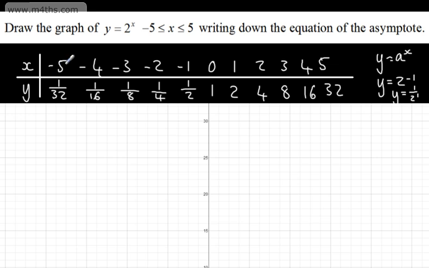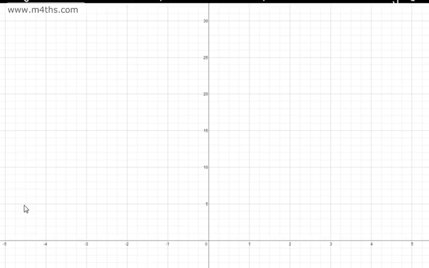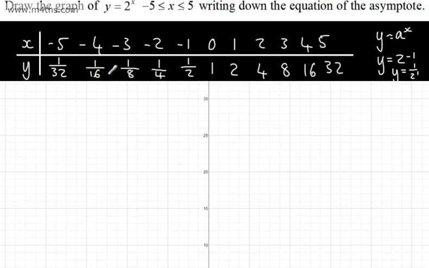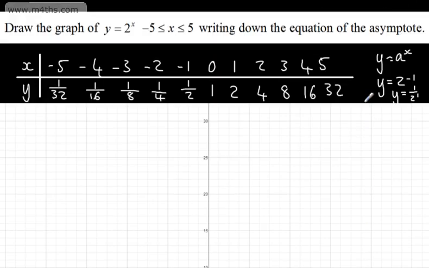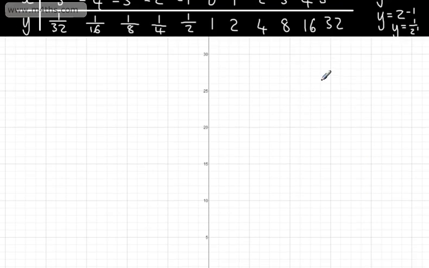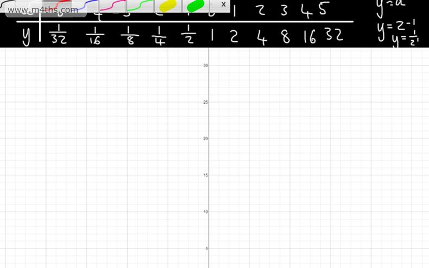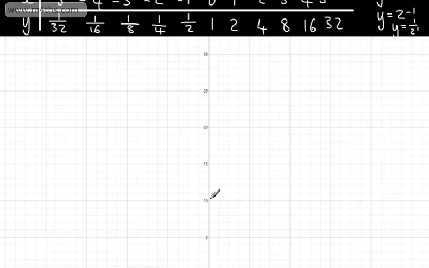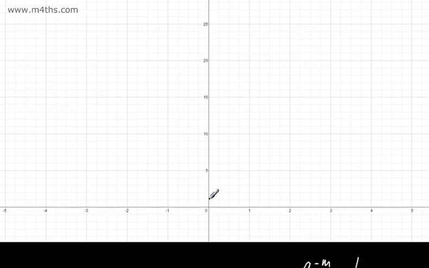We can see clearly as x gets very negative, so it goes to the left, this value is getting tiny. As we go to the right, we can see it's going to end up being huge. What I'm going to do is plot values from 0 onwards. So if we take 0, 2 to the 0 is 1, which is just here. So that's 2 to the 0. 2 to the power of 1 is going to give me 2. 2 to the power of 2 is going to give me 4. 2 to the power of 3 is going to give me 8. And we're going to see this start to really take off. This is going to get very big very quickly.